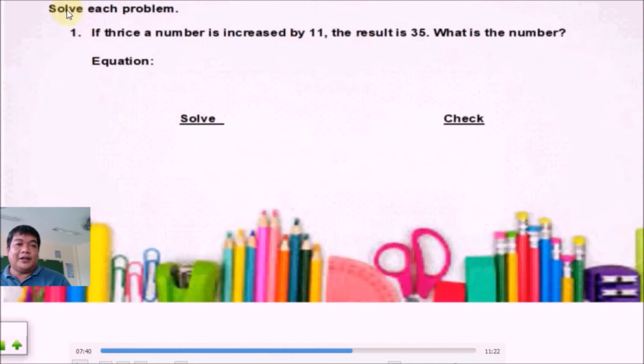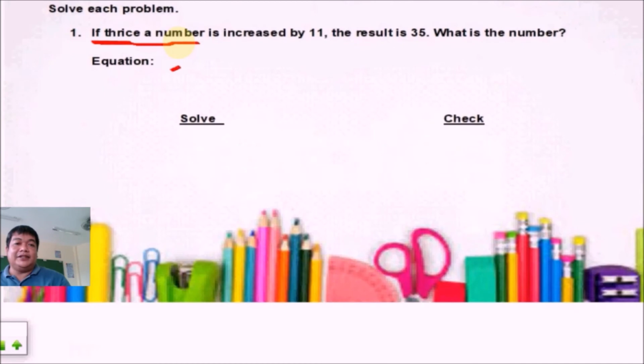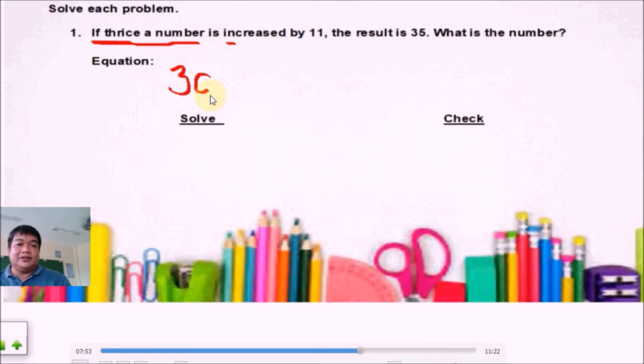Okay, let us have this problem. Solve each problem. Number one: if thrice a number is increased by 11, the result is 35. What is the number? The first thing to do is to write the equation, from words to symbols. A number can be represented by an alphabet, so we're going to use the variable c.